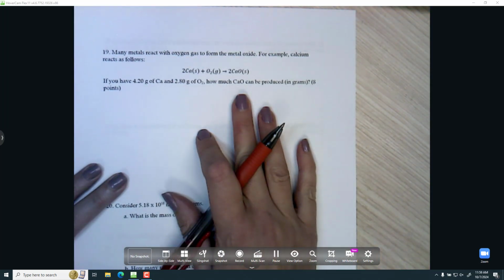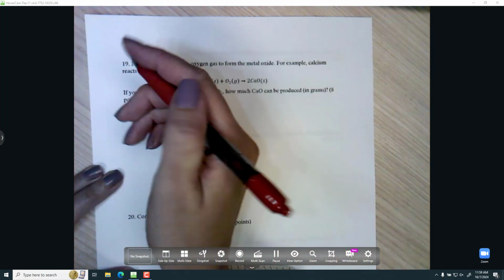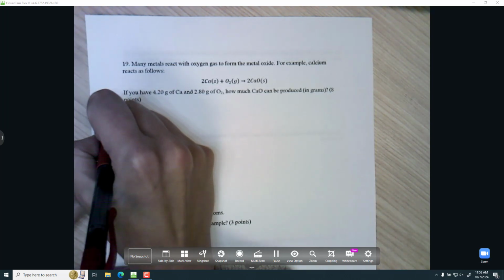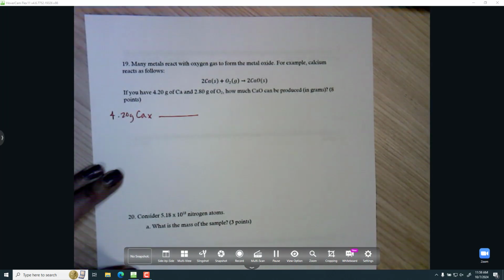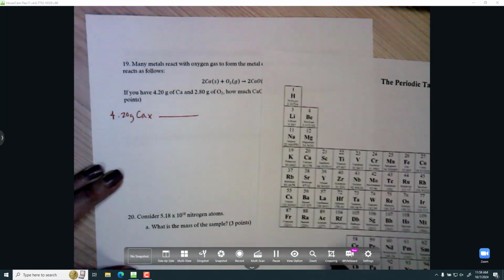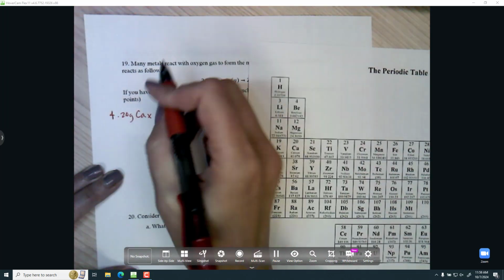Okay, this doesn't say limiting reagent, but this is a limiting reagent problem. They gave me how much of each reactant, and they're asking me for how much product. So I'm just going to treat each one separately. I'm not going to combine these masses. I'm just going to start from, if I use up all my calcium, how much calcium oxide could I make?